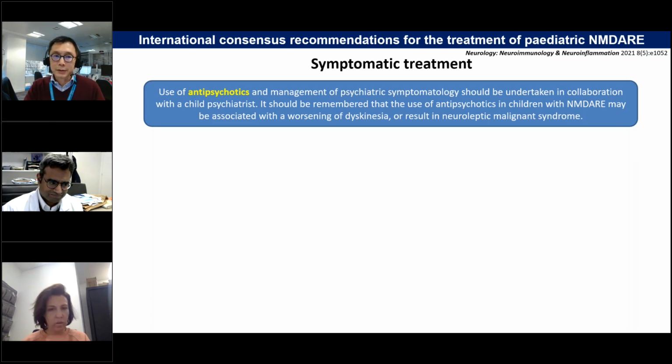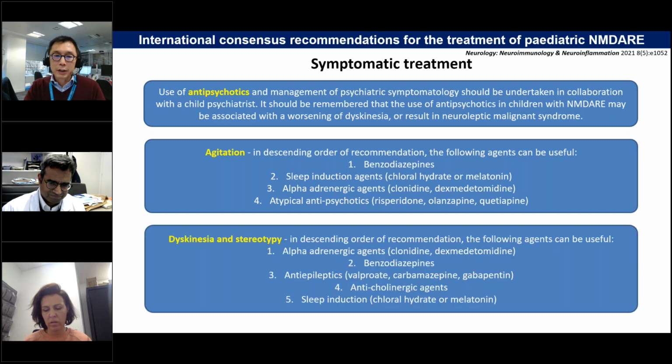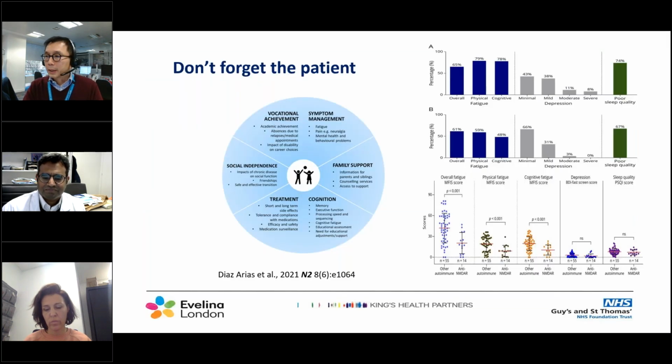So the use of antipsychotics, the use of anti-agitation medicines, and then the dyskinesia and stereotypy. This might be specific to NMDAR, or the recommendations were in an NMDAR-centered paper, but it would apply to any other condition as well. And I just wanted to finish here, not because Pascale is on the call, but because I always do that. Managing the patients really is the whole child, not just immunotherapy, from vocational achievements through to symptom management, through to social independence, and then the family support.